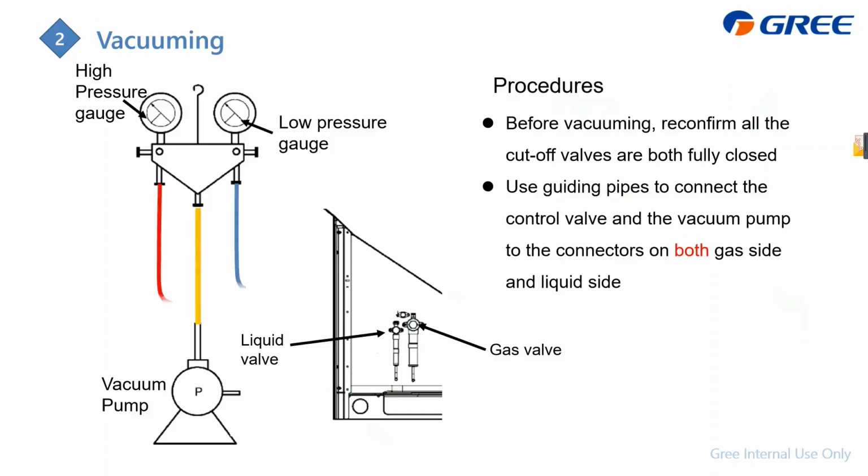And then we do the vacuum and the connection like this. Here we connect the vacuum pump, and here the high pressure gauge connects to this liquid valve, and the low pressure pipe connects to this gas valve. Okay, and we should do the vacuum on both sides, both the gas side and the liquid side.